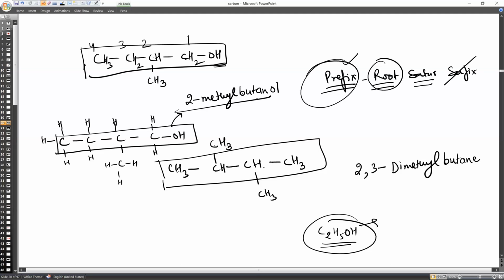Sir, is C2H2 a saturated hydrocarbon? No, it is not. It is unsaturated. It is ethyne. Okay.